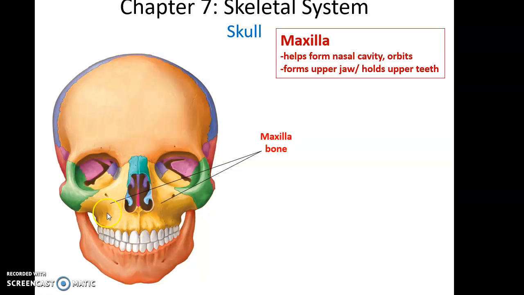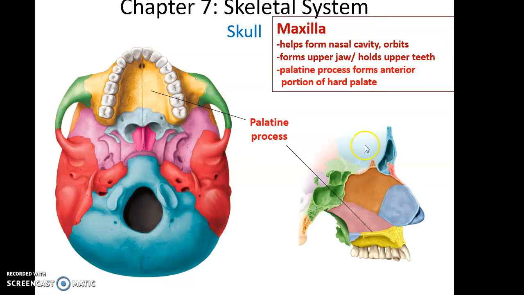Here is the maxilla, right and left maxilla bones. They help to form the nasal cavity, the orbits, the oral cavity, and they hold the upper teeth. So the upper teeth are embedded in the maxilla.